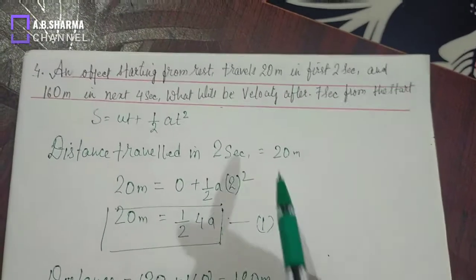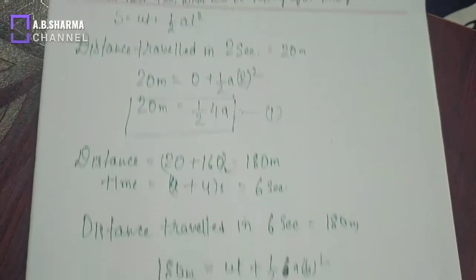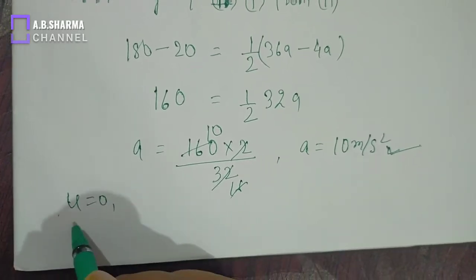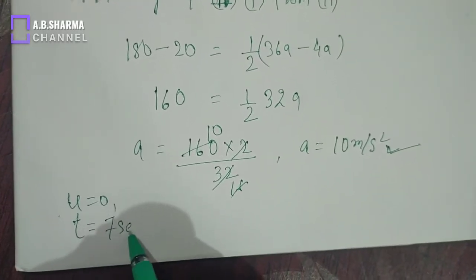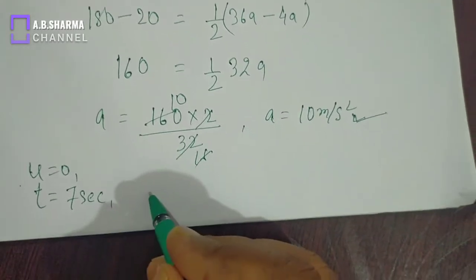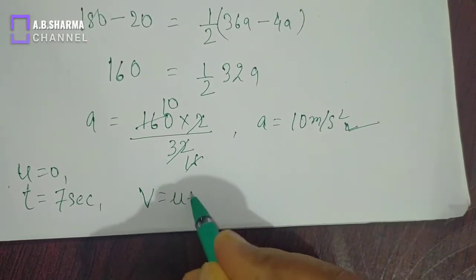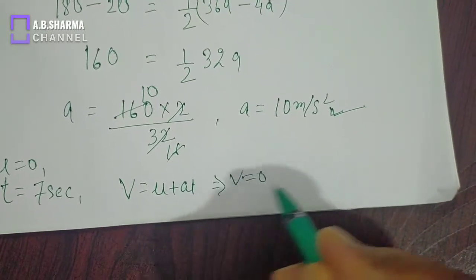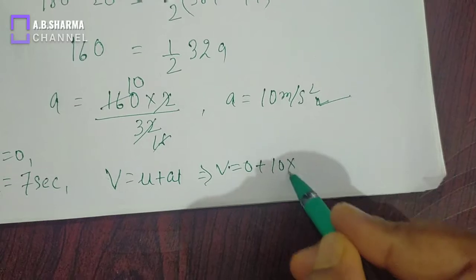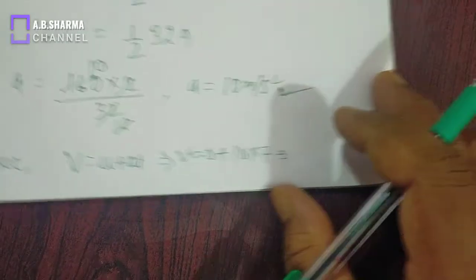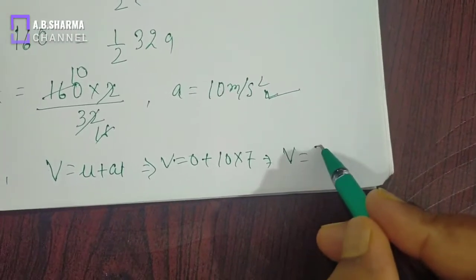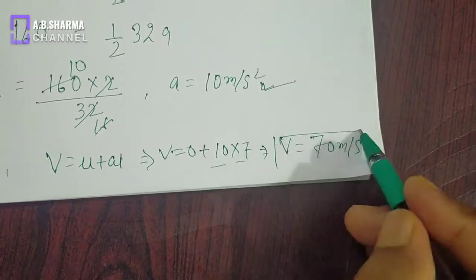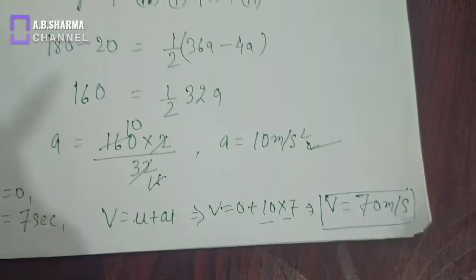Now what is the demand of the question? What will be the velocity after 7 seconds from the start? Since the object is starting from rest, u equals 0 and time is 7 seconds. So we will use the first equation of motion, that is v equals u plus at, and u is 0, a equals 10 and t equals 7. So the magnitude of velocity will be v equals 7 into 10, that is 70 meter per second. This is the answer. This is how velocity is calculated from the given information.